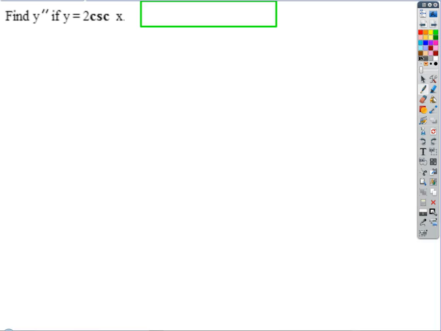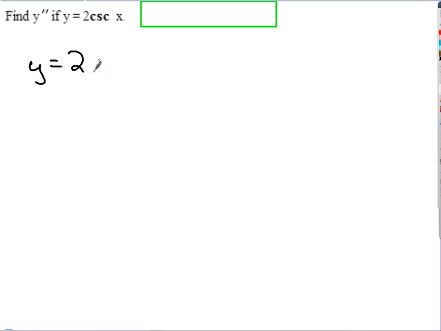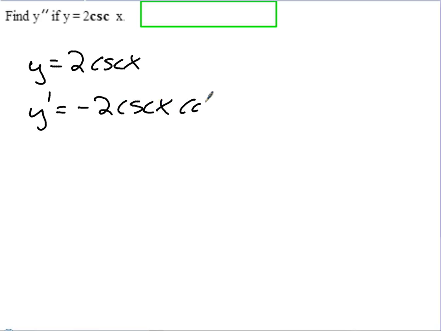So if y equals 2 cosecant x, and I want to take a second derivative. First of all, what does second derivative mean? The double primes. Derivative of the derivative. Okay, good. So first we need a first derivative. So what's y prime going to be? What's the derivative of cosecant? Good. Negative cosecant cotangent. So we end up with negative 2 cosecant x cotangent x.